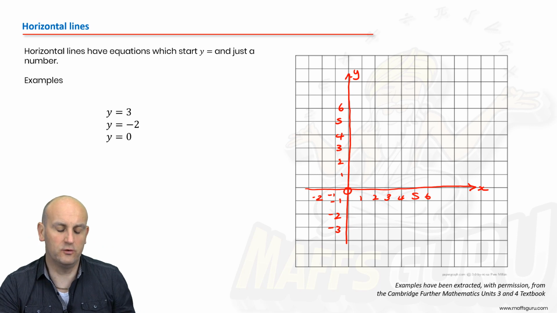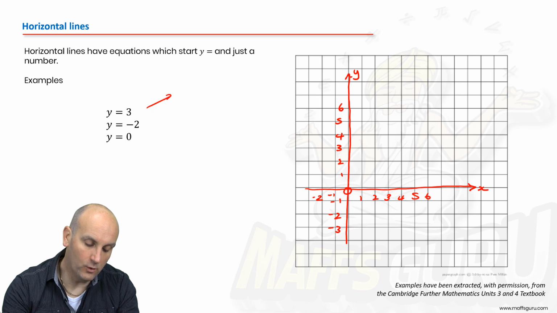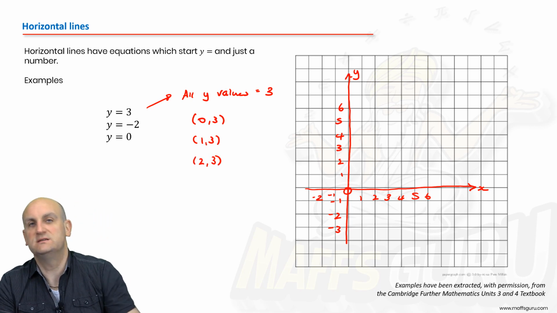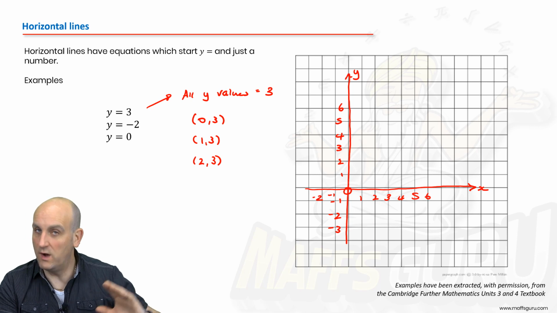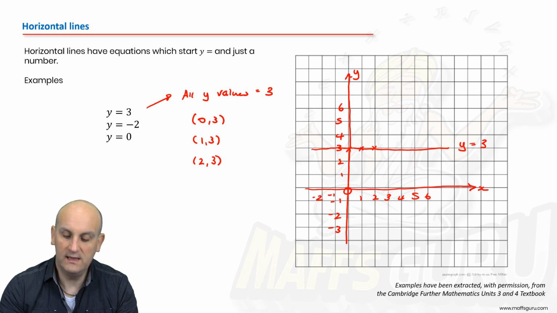Now, if I was going to draw the line y equals 3, what that tells me is that all y values equal 3. So let's think about that. x value is 0, but y value is 3. x value 1, y value is 3. x value 2, y value is 3. So the x values can change. The y values stay exactly the same. So (0, 3), (1, 3), (2, 3), and there we go. So that line there, if I draw it through, is the line with the equation y equals 3.